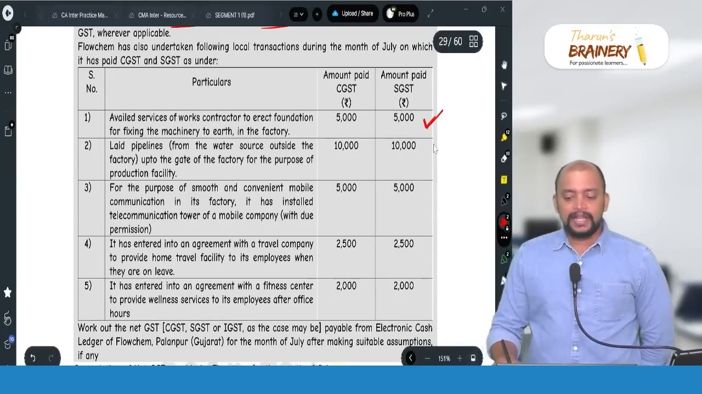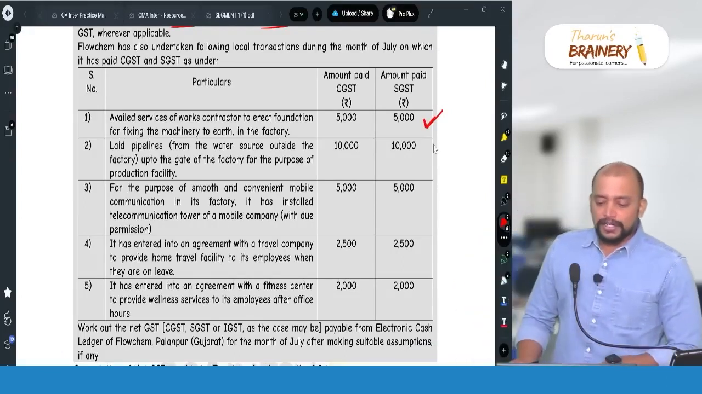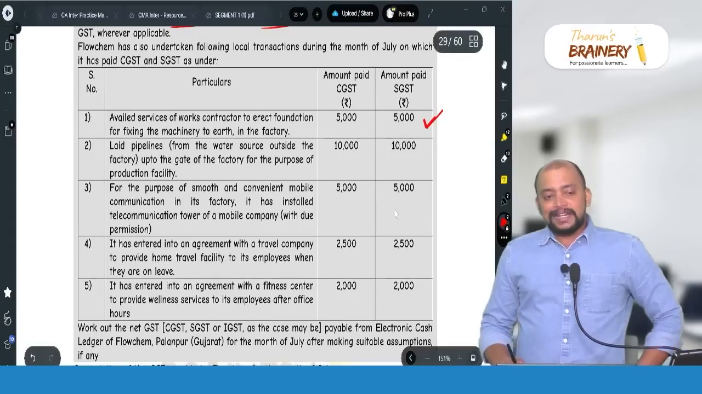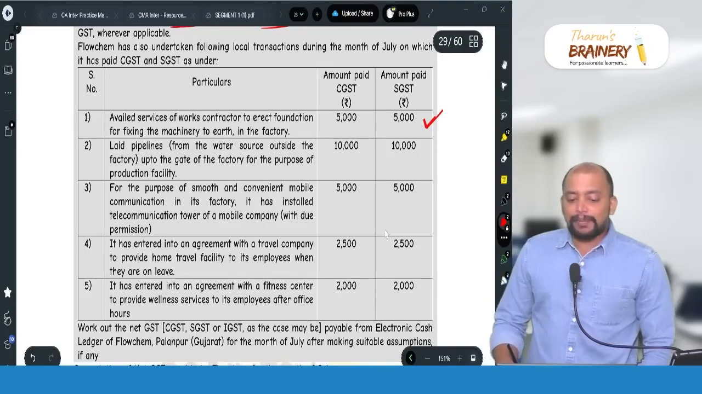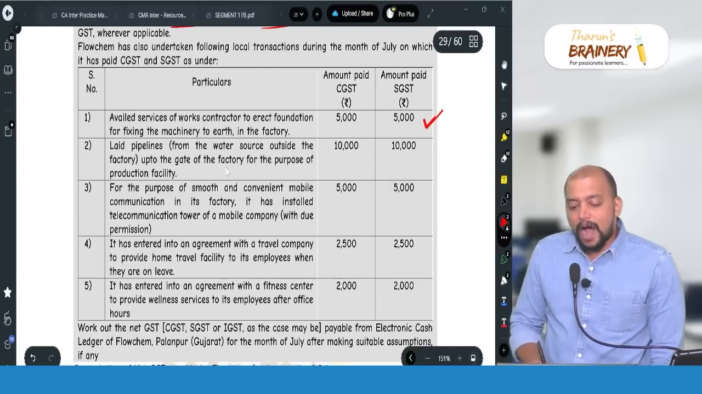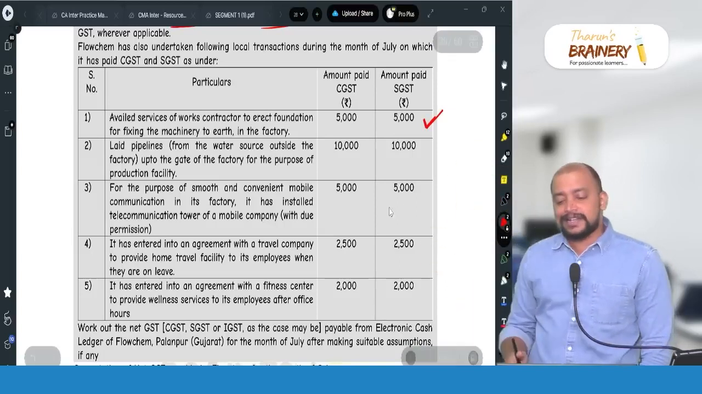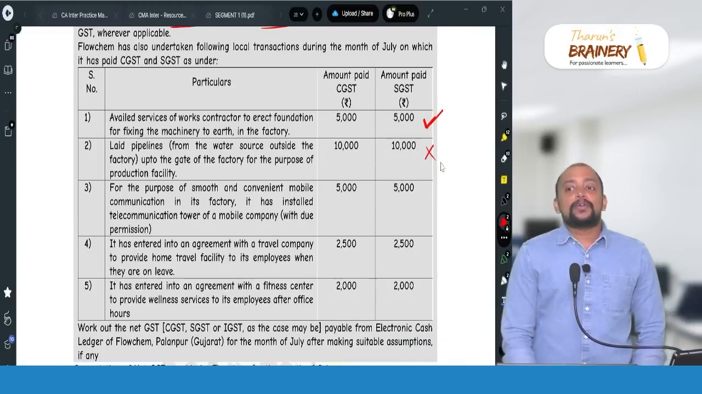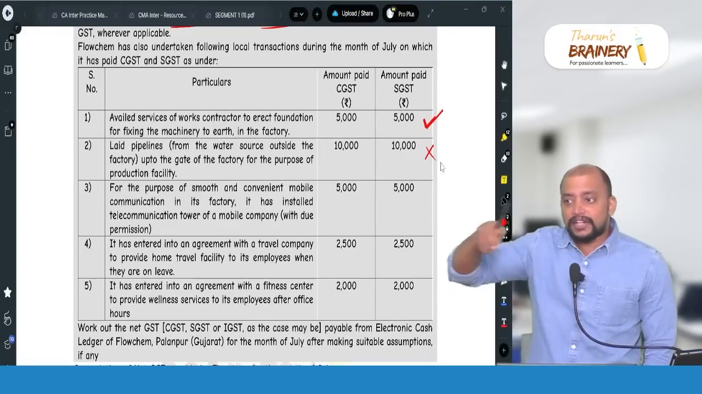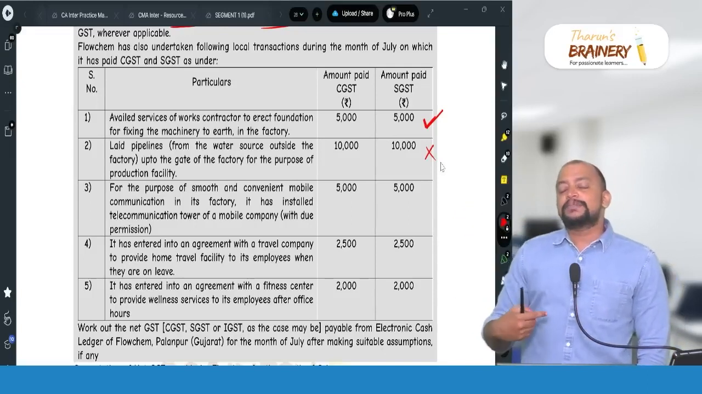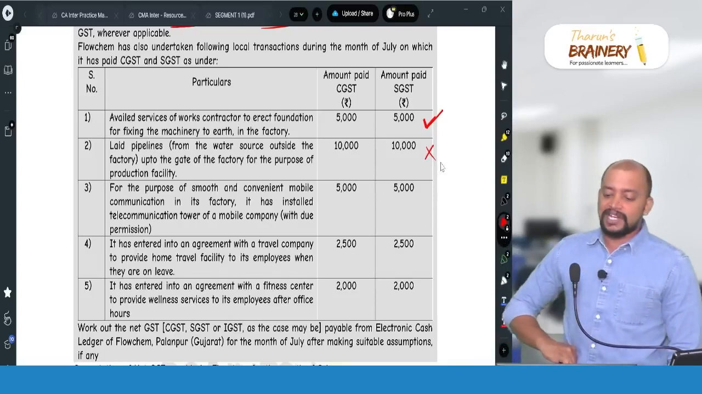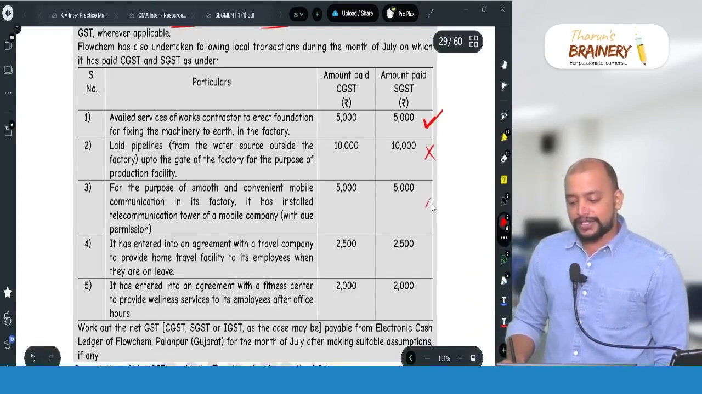So 5,000. Then laid pipelines from the water source outside the factory up to the gate of the factory for the purpose of production facility. Now, generally plant and machinery ITC is available, but the pipelines are laid from the water source outside up to the gate of the factory, which means pipelines laid outside the factory. So ITC is not available. See the wording, up to the gate of the factory, not within the factory. Within the factory means ITC available. Plant and machinery excludes telecommunication towers and pipelines laid outside the factory gate. For smooth and convenient mobile communication in its factory, it has installed a telecommunication tower, so that is also excluded, that will not come.